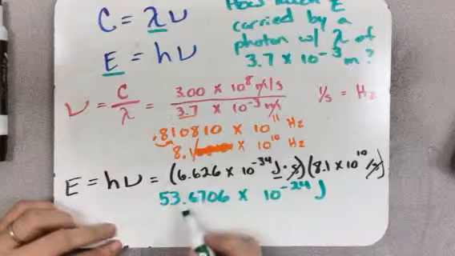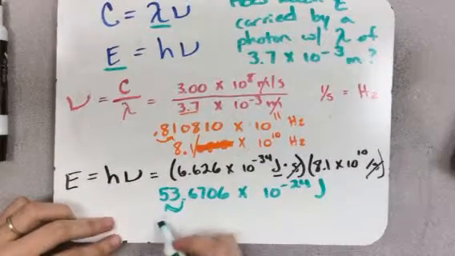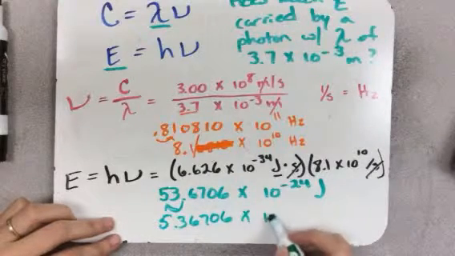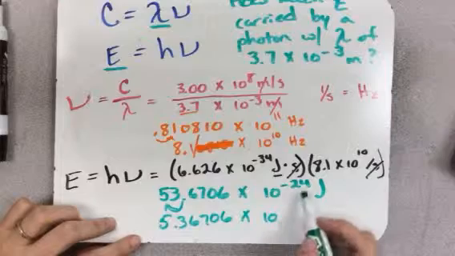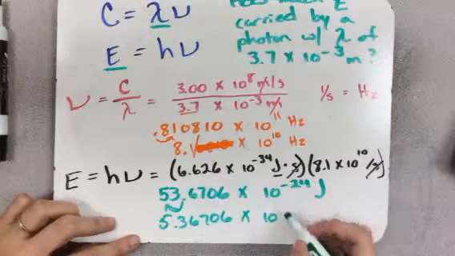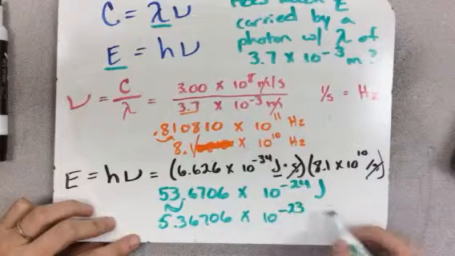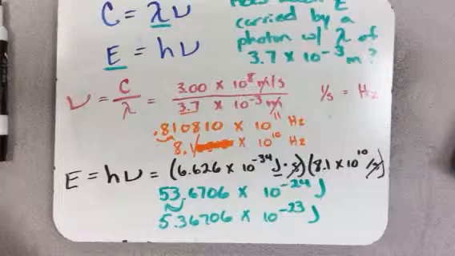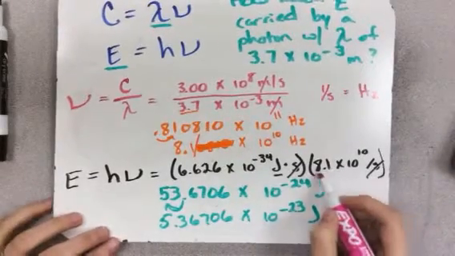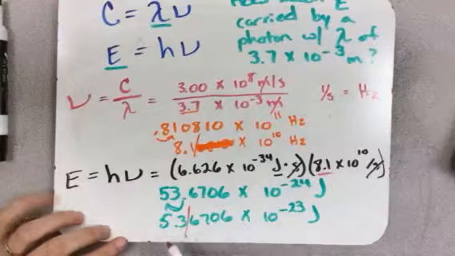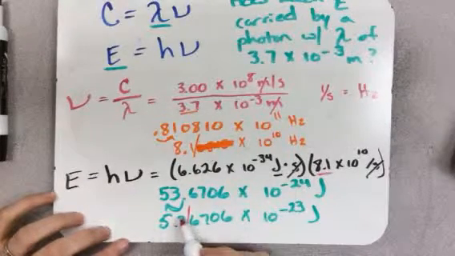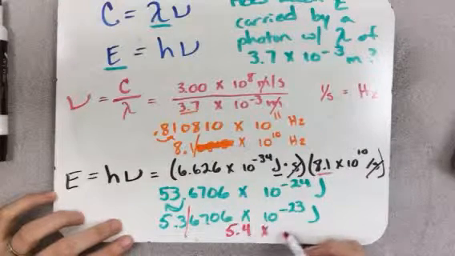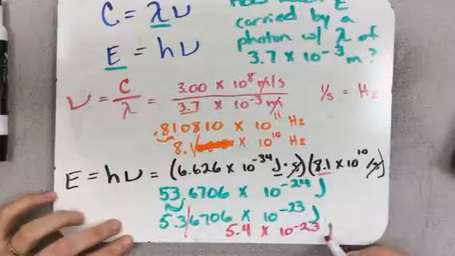Again, make sure that it's in scientific notation, so move over your decimal place. It's 5.36706 times 10. This number got smaller, so this number needs to get bigger. Negative 24 will get bigger. It's negative 23 joules. And again, do not forget about your sig figs. Here we only have 2 sig figs, so we're going to round this to 2. Notice that after this 3, we have a 6, so we're going to have to round up to 5.4 times 10 to the negative 23 joules.